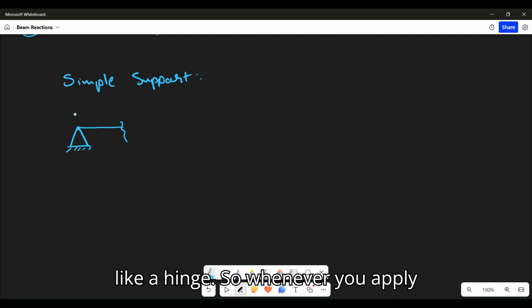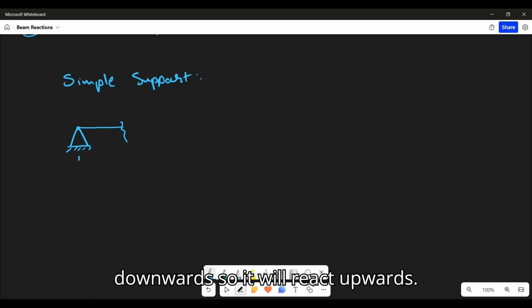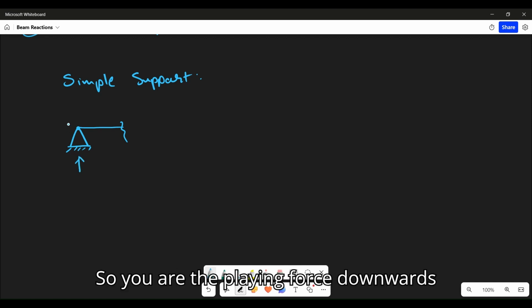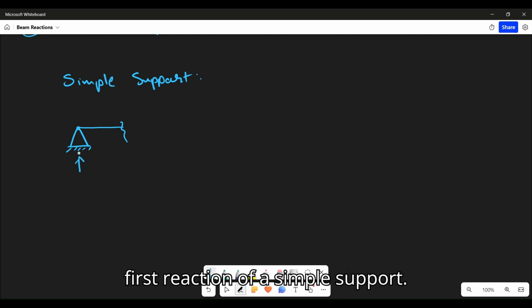So whenever you apply a vertical force here, then it has fixity here. So fixity does not let it move downwards. So it will react upwards. So you are applying force downwards and it is reacting upwards. So this is the first reaction of a simple support. Again, if you try to move this horizontally, meaning you apply a horizontal force this way, then it will react horizontally and apply this reaction.